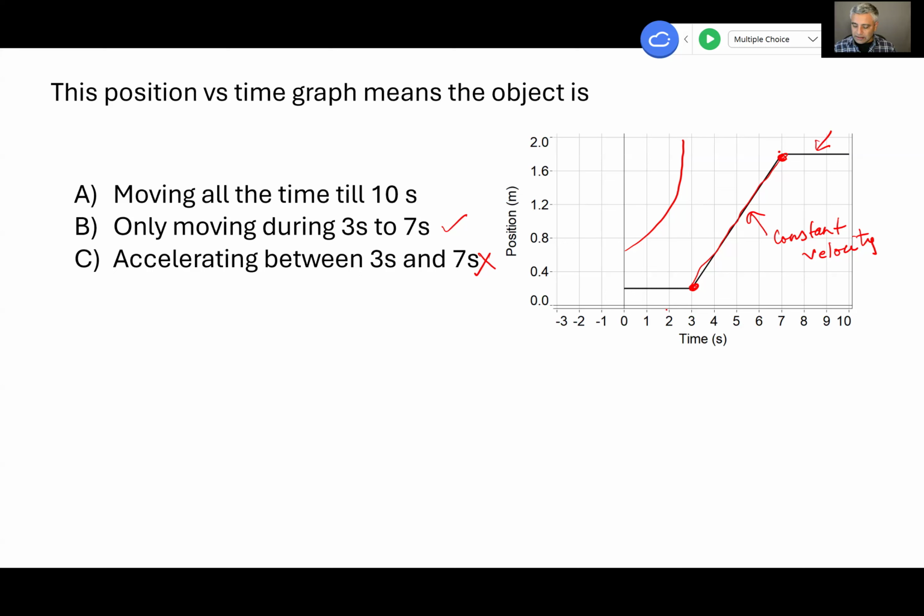Over here, what's happening? Are they moving? It's not moving, right? So velocity is 0. Why? Slope is 0. It's a flat line. 0 slope.